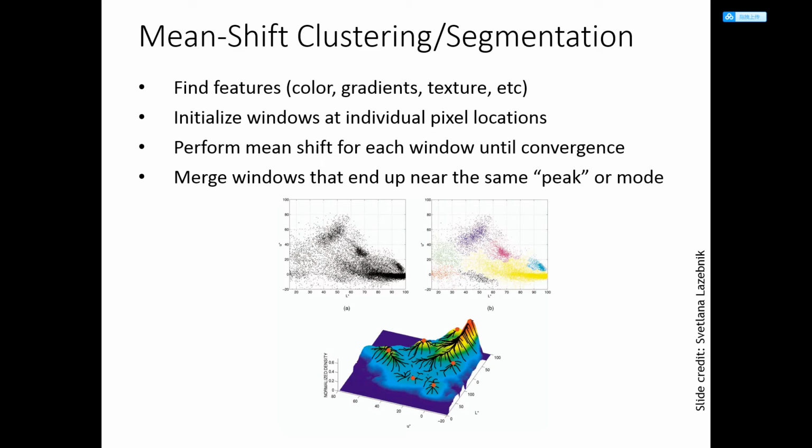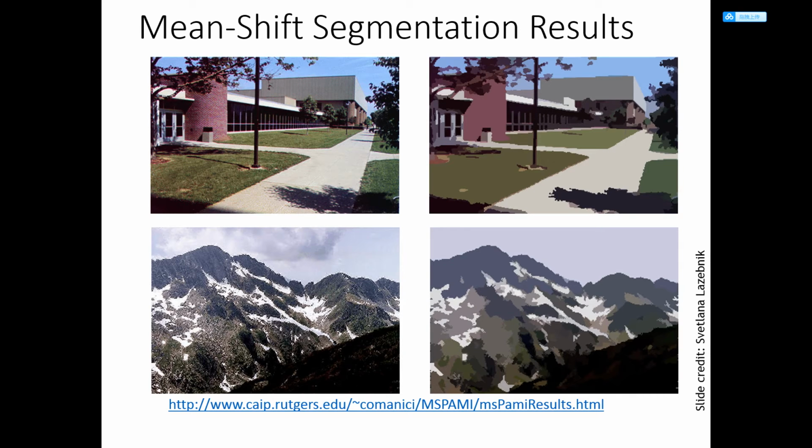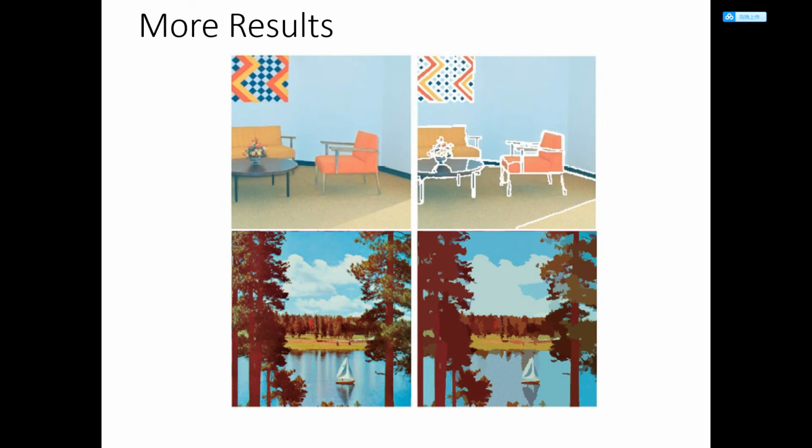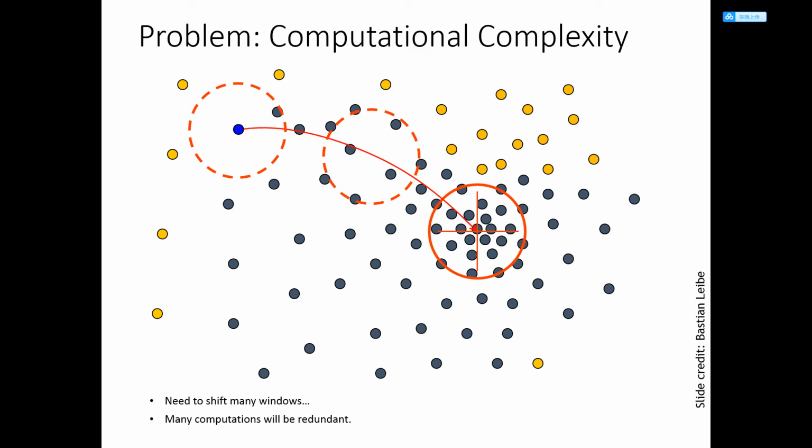Then using that for segmentation is the same idea. You just need to specify the features in that dimensional space, then you start doing this mean shift. But of course, compared to k-means, it has quite a bit higher complexity. This is some of the mean shift segmentation results, and more results here. And as I mentioned, if you take each of these pixels as a cluster center at the beginning, it can be very computationally intensive, right?